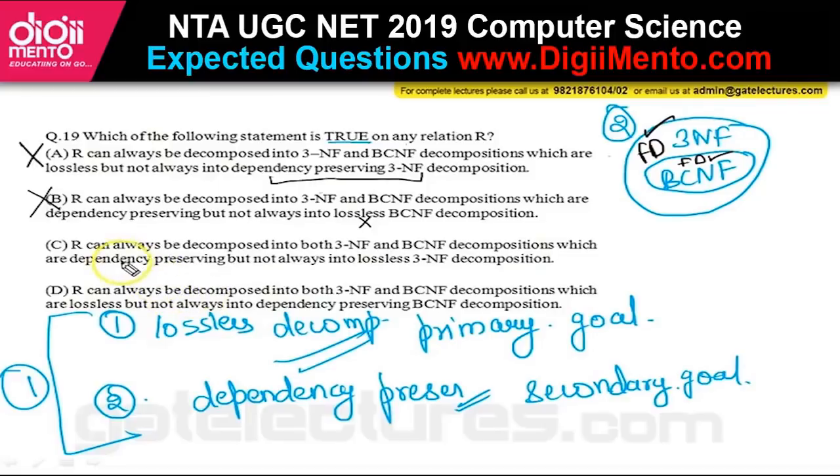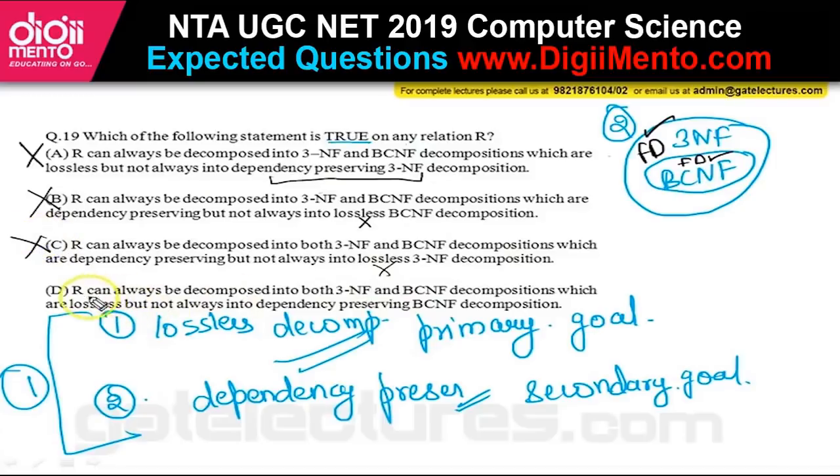C option says R can always be decomposed into 3NF and BCNF decompositions which are dependency preserving but not always lossless, again the same issue. So it must always be a lossless decomposition. So C is also wrong here.